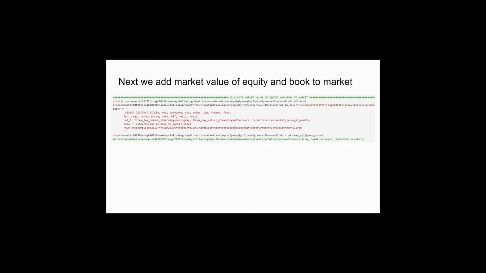But before we do that, we're going to add in market value of equity and book to market. The market value of equity is just the shares outstanding times the price. And the book to market is shareholder equity divided by market value. As you can see, CEQQ, which is shareholder equity, is basically total assets minus total liabilities, the book value of the firm, over the market value, which is shares outstanding times the price.